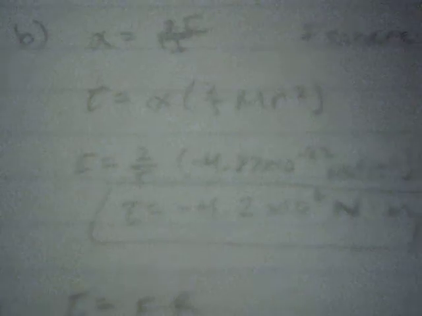I solved the original equation for torque and added in moment of inertia for a sphere, and then plugged in all the numbers that we have and got a torque of negative 4.2 times 10 to the 6 Newton meters.